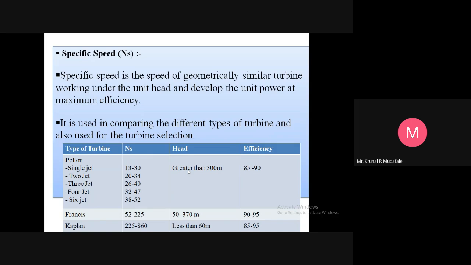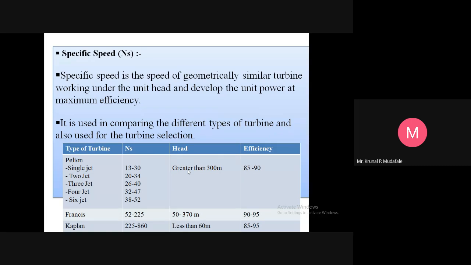And similarly for the Kaplan turbine, ऑब्वियसली कि सबसे ज्यादा स्पीड किसकी रहती है, कैप्लन टर्बाइन की, क्योंकि इट इज इन टर्म्स ऑफ द रिएक्शन टाइप ऑफ द एक्सियल फ्लो टर्बाइन, so that the water flows directly inward and outward in the axial direction. So the speed of the Kaplan turbine as compared to Francis and Pelton is high, that is 225 to 860, that is the specific speed.